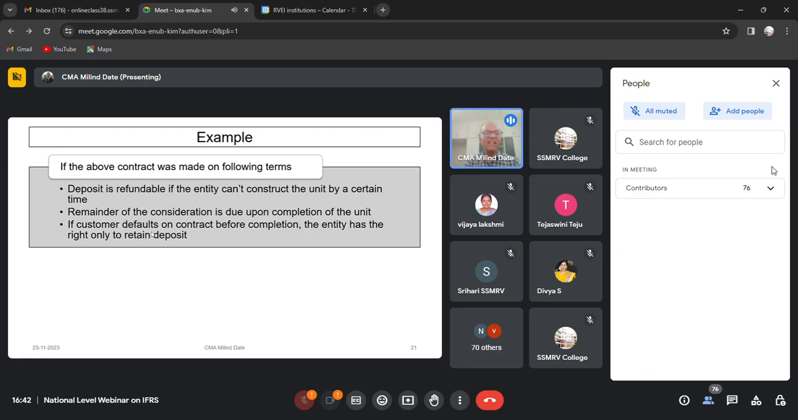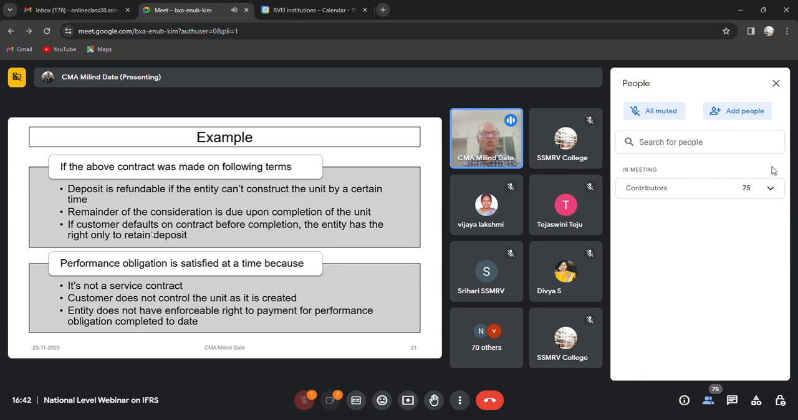But it can retain the deposit. It's not entitled to the full consideration. If these are the terms which are signed by the parties, then the obligation is satisfied at a point in time, not over time, because it's not a service contract. The customer doesn't control the unit as it's getting created. It will control the unit only after completion, when the unit is handed over to the customer. And the entity doesn't have any enforceable right to the full consideration. It has only a right to the amounts paid, to retain the deposits that are paid.